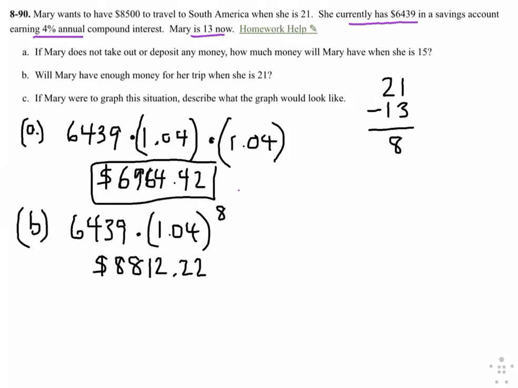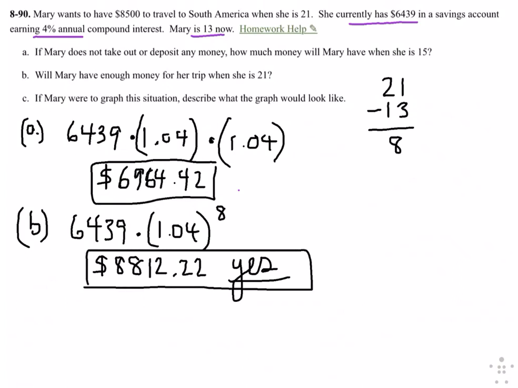So will she have enough money for her trip? She wanted to have $8,500, so yes, she will have $8,812.22.